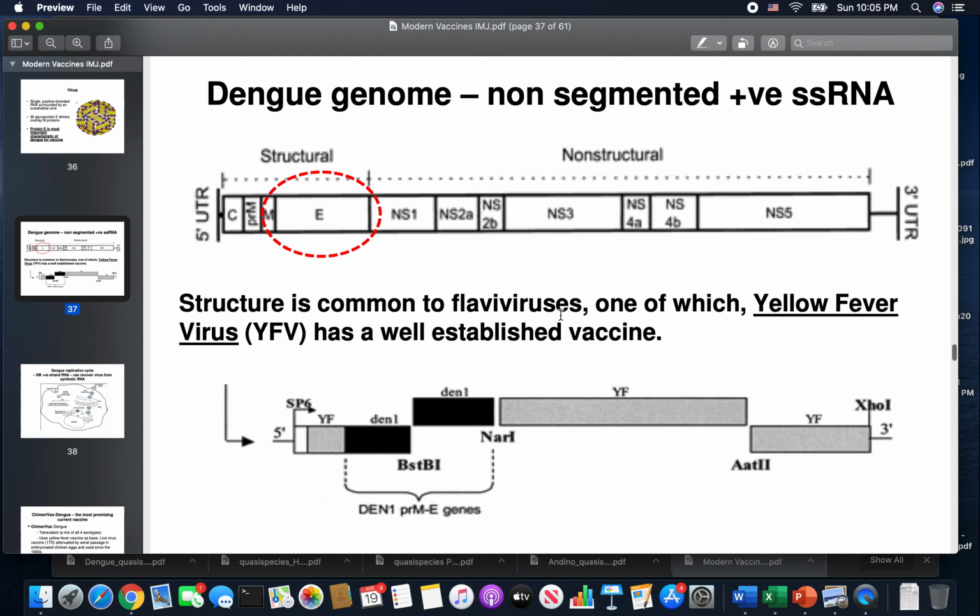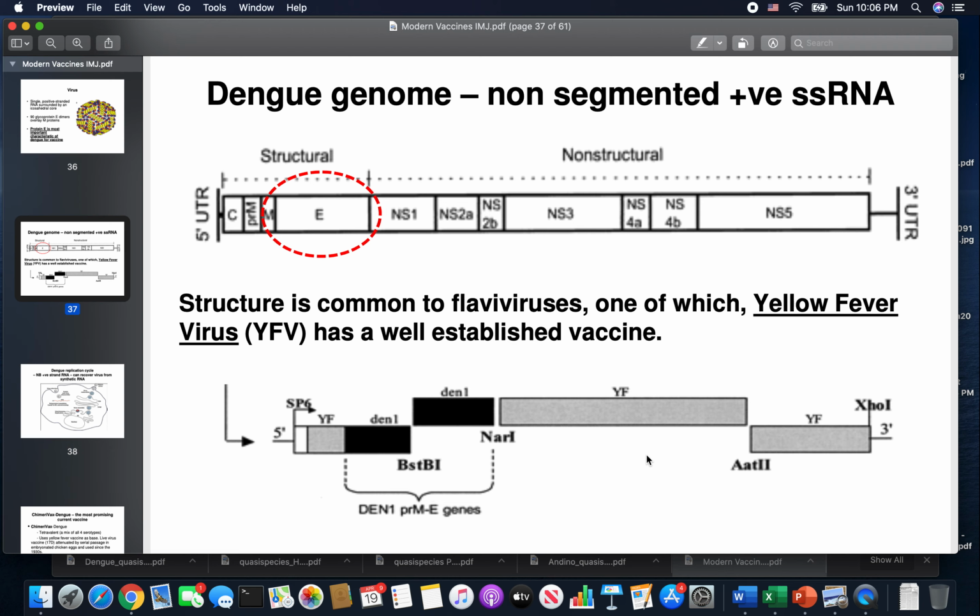And so other related viruses would be, for example, yellow fever virus. And yellow fever virus, thankfully, has a well-established vaccine. It is a live attenuated strain, and it doesn't seem to cause disease in people, and it is widely immunogenic. It seems to provoke a good immune response, and it is safe and effective. And frankly, it was just a stroke of luck that people were able to find this thing.